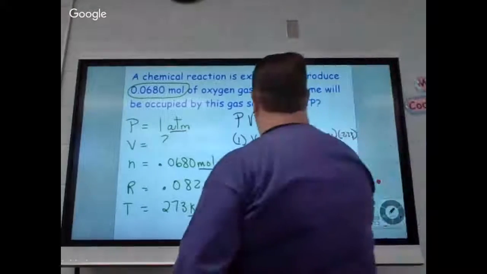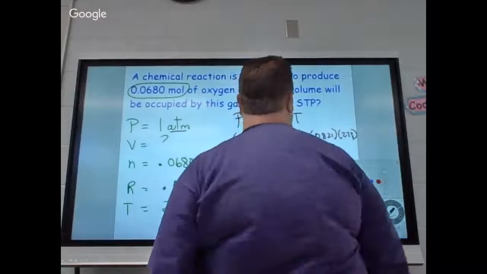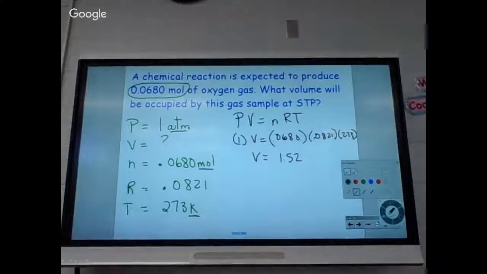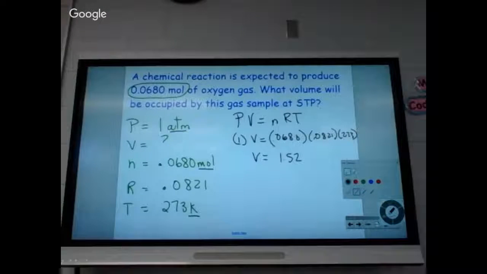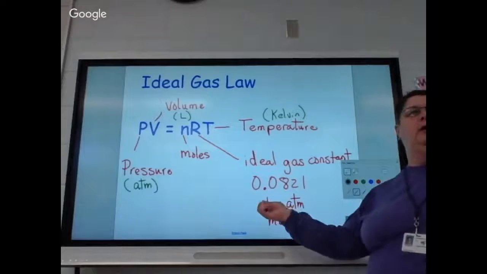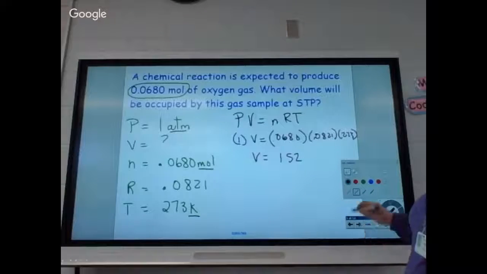.52 is what I got. Okay. Now, what unit goes on it? I said the units had to match in all the other word problems. We have no matching units here. So how are we going to know what the unit is? Liters. How'd you know it was liters, Tomas? I said it had to be in liters. If we go back, the ideal gas constant has to be in what unit? That's how we know it's liters. Everybody okay with that?